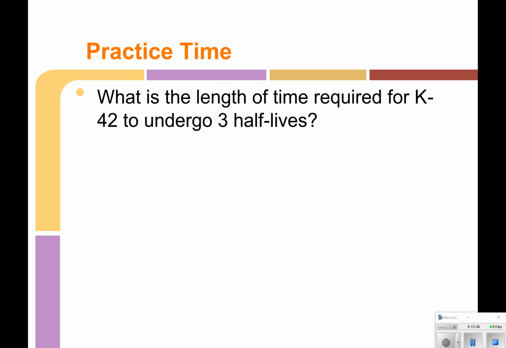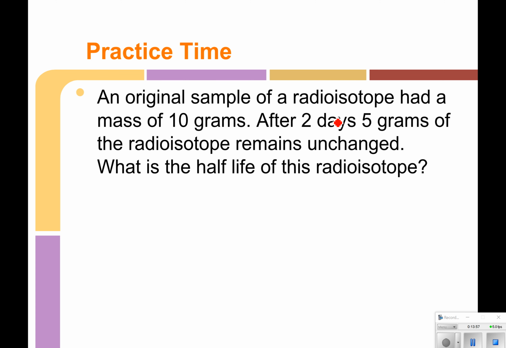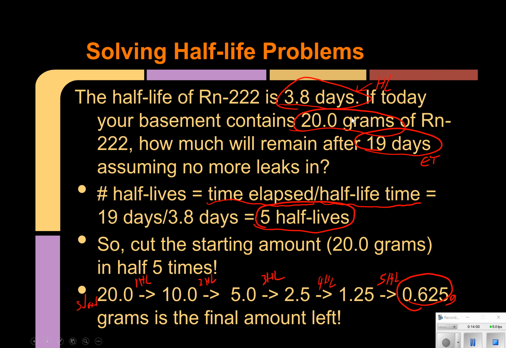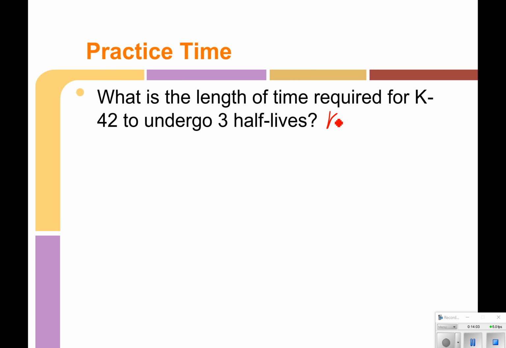So we'll do a couple different examples here so you can see how each of these different types are done. For the first one, what is the length of time required for K42 to undergo 3 half-lives? Now this is one we can actually find the half-life for on table N. And K42's half-life, according to table N, is 12.36 hours. And that's for every 1 half-life.